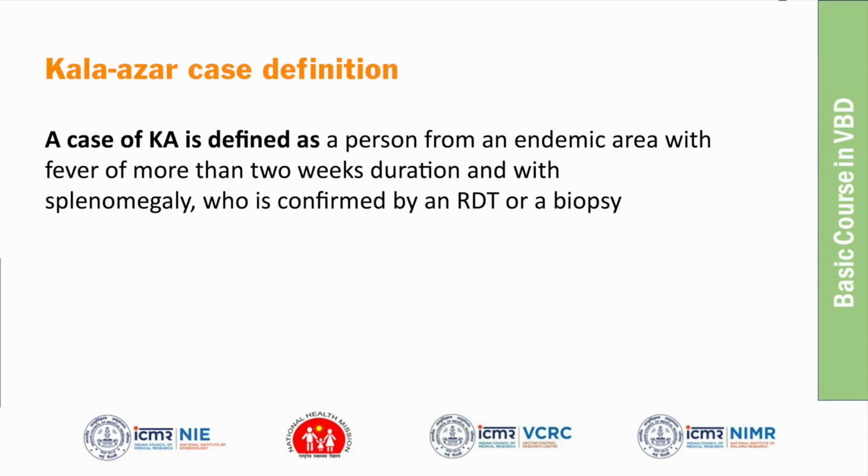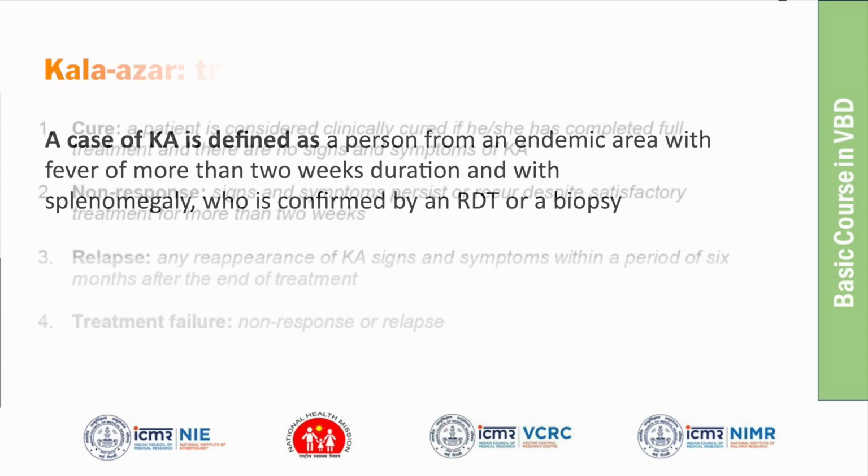So what is the Kala-Azar case definition then? A case of Kala-Azar is defined as a person from an endemic area with a fever of more than 2 weeks duration with splenomegaly who is confirmed by an RDT or biopsy. This is the definition of Kala-Azar simply.